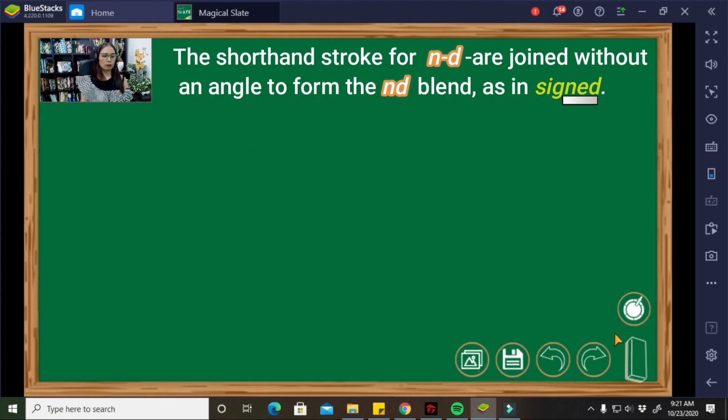Now the next principle. The next one is the NT.